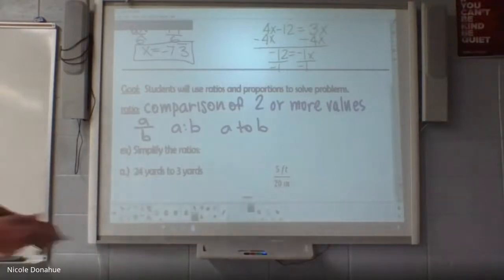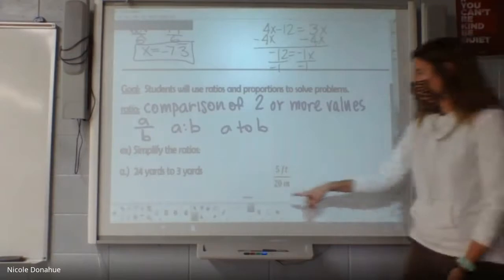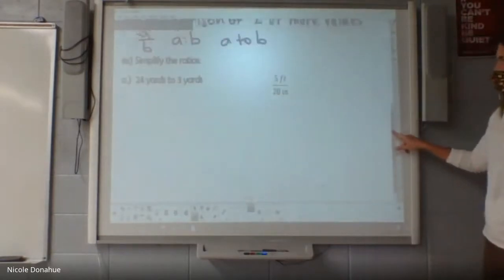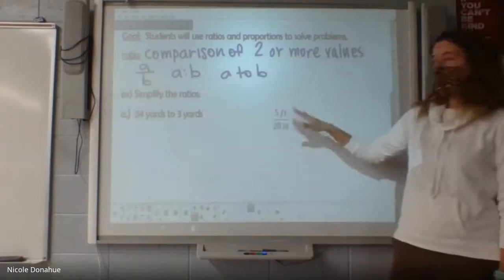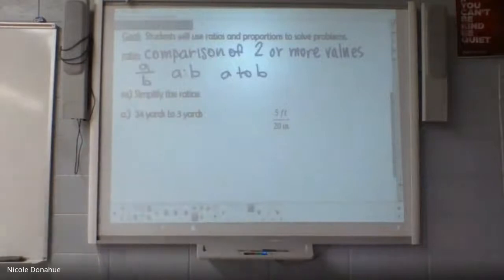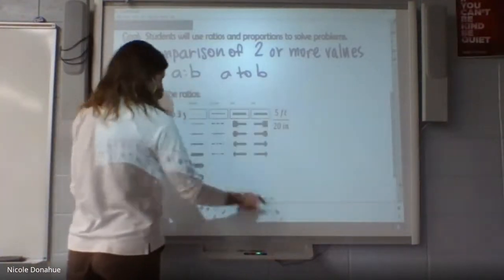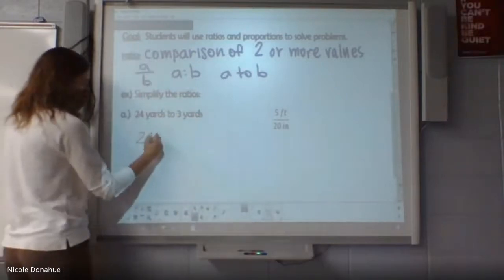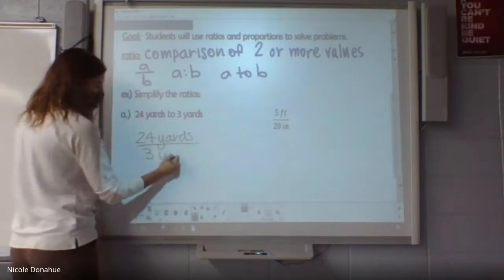So they're asking us to simplify these ratios to compare these two values. But if you look, they start off with the same units, yards and yards. Here they switch the units, so we'll talk about that. We had a problem pretty recently about that, where you had to switch from feet to inches. So we have 24 yards to 3 yards. And that's as simple as they're saying there. 24 yards to 3 yards.